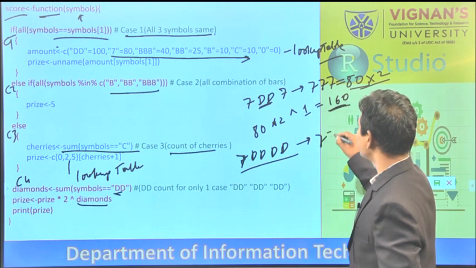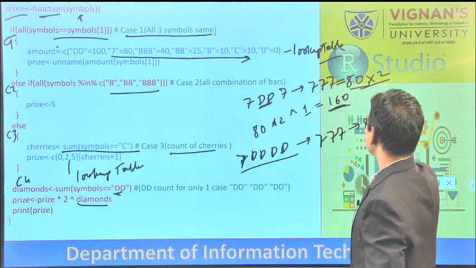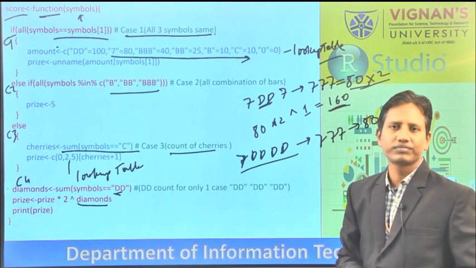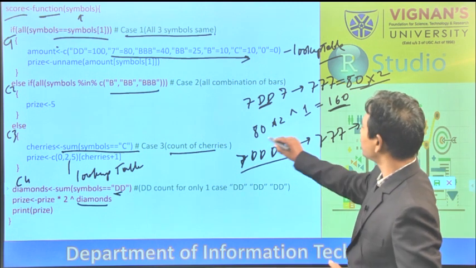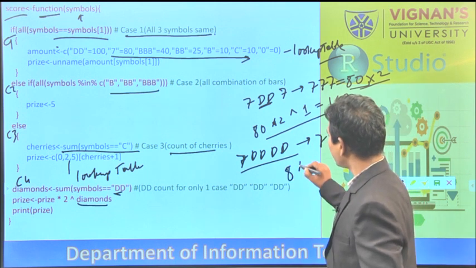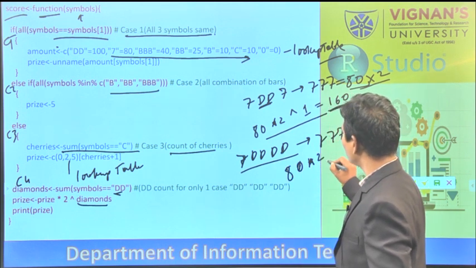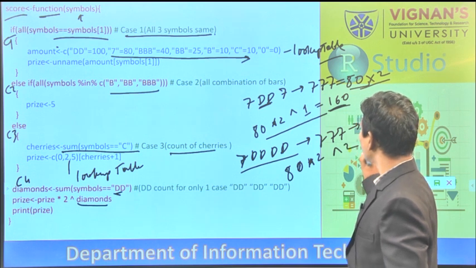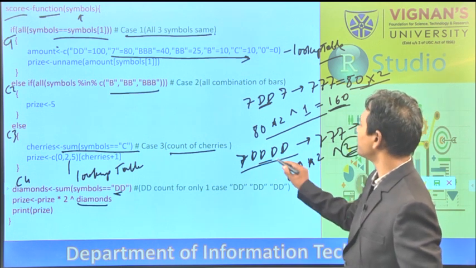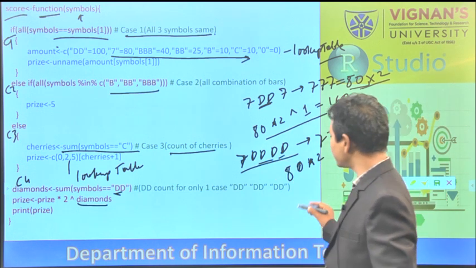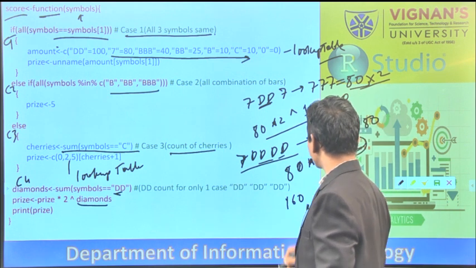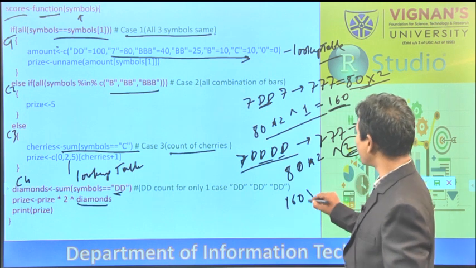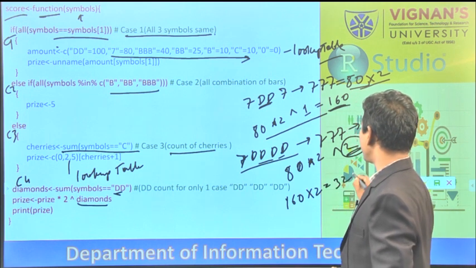This is also considered as 777 and its value is 80. Now here, according to this statement, 80 into 2 to the power of 2. This 2 is the number of DDs. So what will happen, this is 80 into 2 will be 160, and this 160 into again 2 is going to be 320.